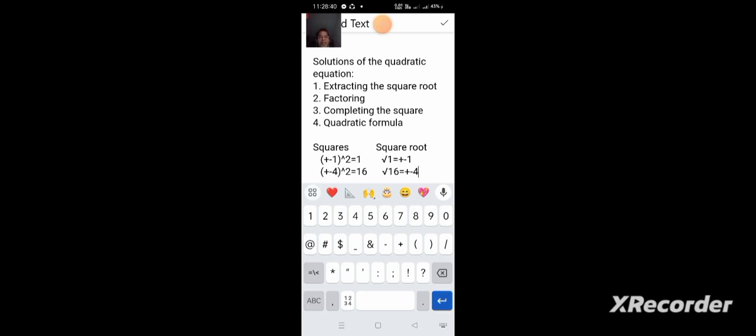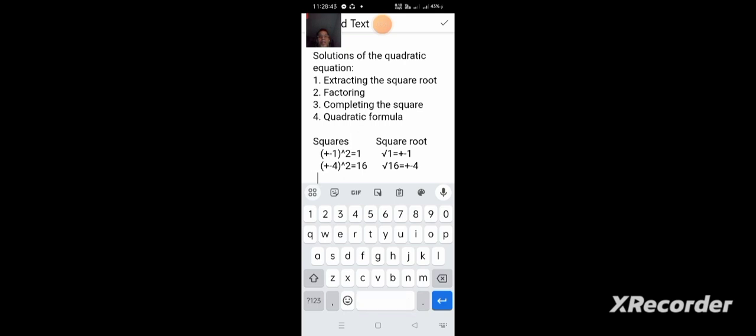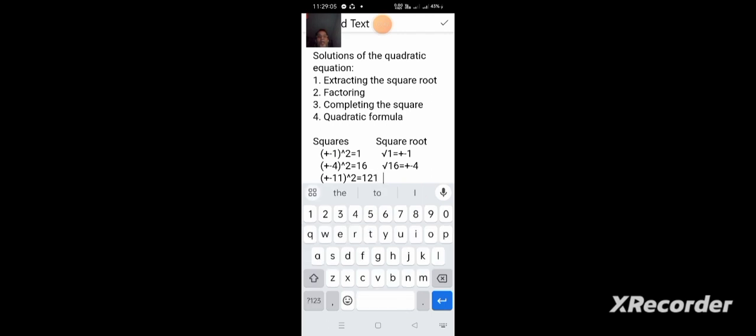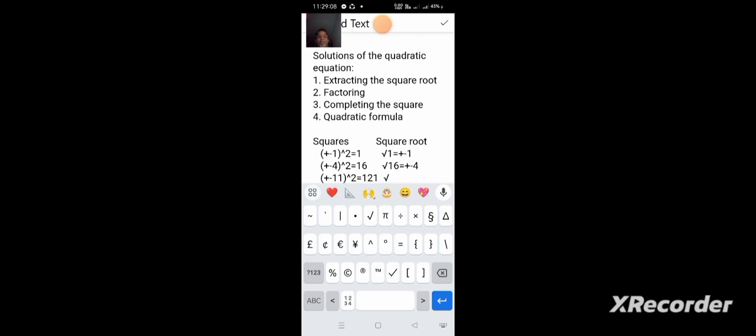For example, let's say we're going to get the square of positive negative 11, quantity raised to 2. That is simply equal to negative 11 times negative 11, which is positive 121. Therefore, if you are going to get the square root of 121, you will have plus minus 11.